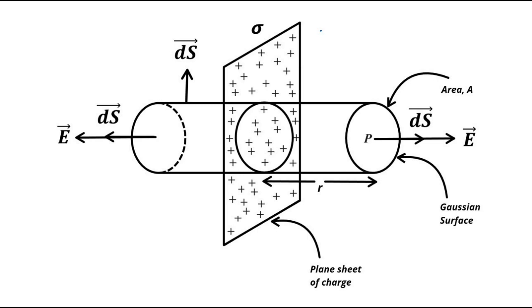What we have is this plane sheet of charge. Here I have confined it like this, but it is spread everywhere up to infinity on all four sides. So this is an infinite plane sheet of charge, and it is positive. As you can see, because of the positive sign, we have taken positive charge. And we have to determine what will be the electric field due to this infinite plane sheet of charge.